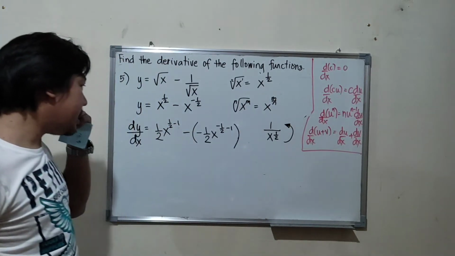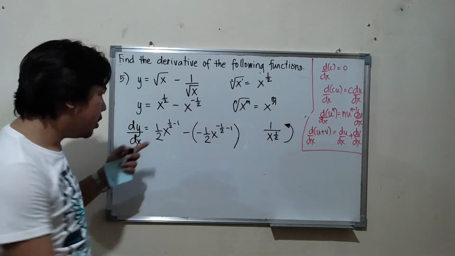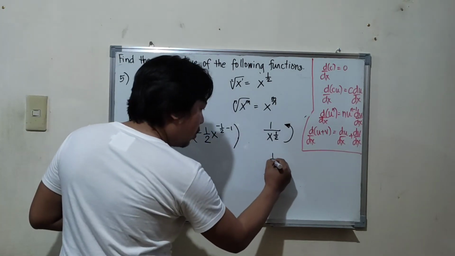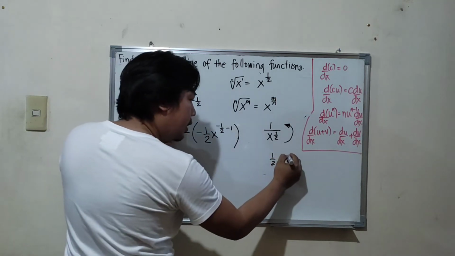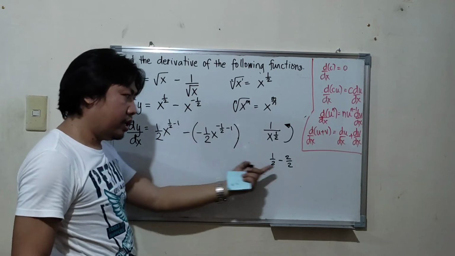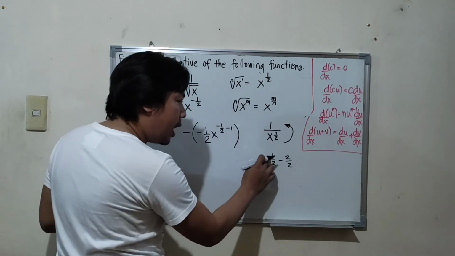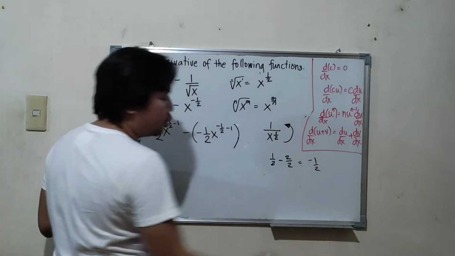Okay, so simplify this. We have, just subtract 1 half minus 1. So, what is the answer? 1 half minus 1 is equivalent to 1 half minus 2 over 2. Okay, since 2 divided by 2 is equal to 1, so similar fraction na yan. So, 1 minus 2, that is equal to negative 1 over 2.